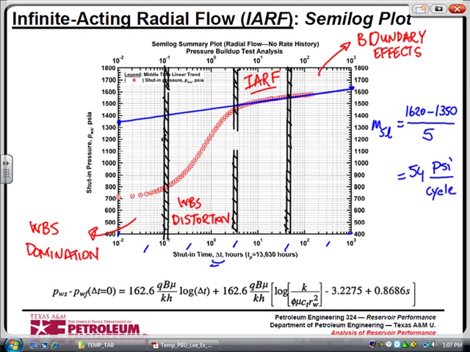And always write down the units. If you don't write the units, then your points will be cut. And also we are looking for the intercept. So can I say, is this the PWS 1 hour?